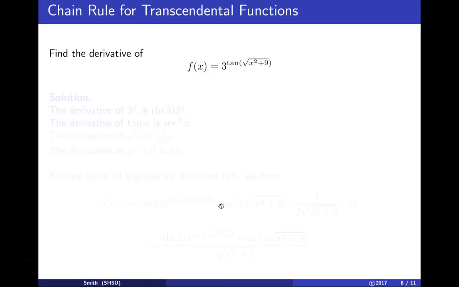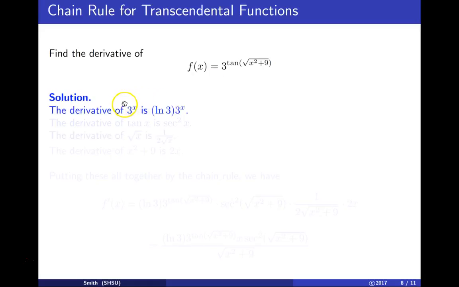Let's find the derivative of something more complicated. This is about as complicated as we can make this. We have 3 to some power. What is that power? It's the tangent of something. Tangent of what? A square root. What's the square root of? x squared plus 9. Notice that the square root of x squared plus 9 cannot be simplified, so I have a fairly complicated composition of functions.